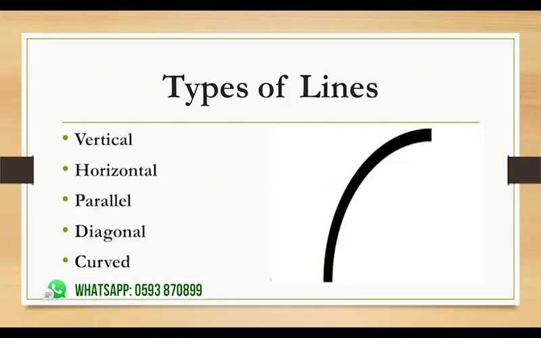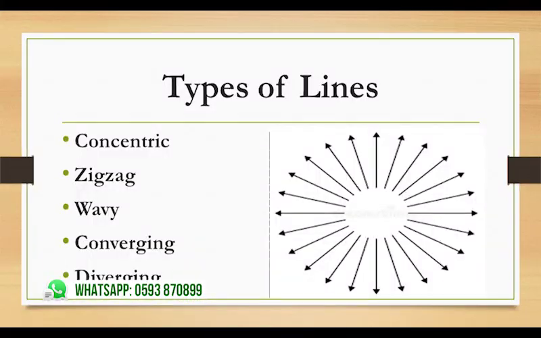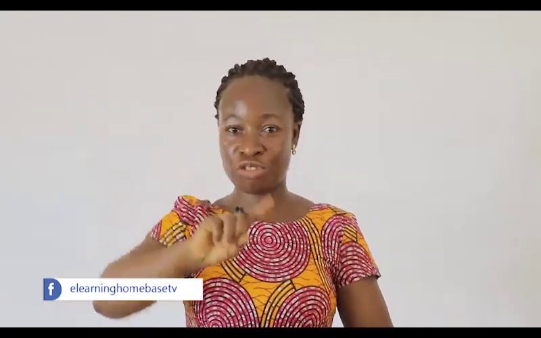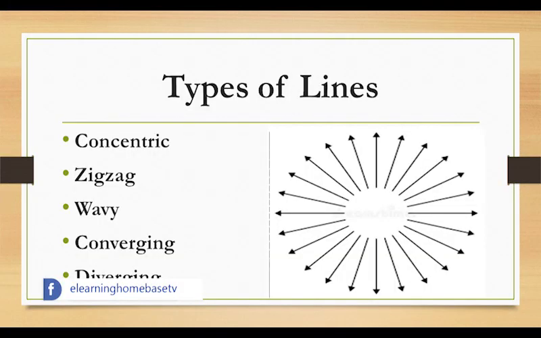We also have curved line. A curved line. A line that is not straight, a curved line. Then we have concentric lines. Concentric, following each other. They can be circular or they can be halfway. Concentric lines.